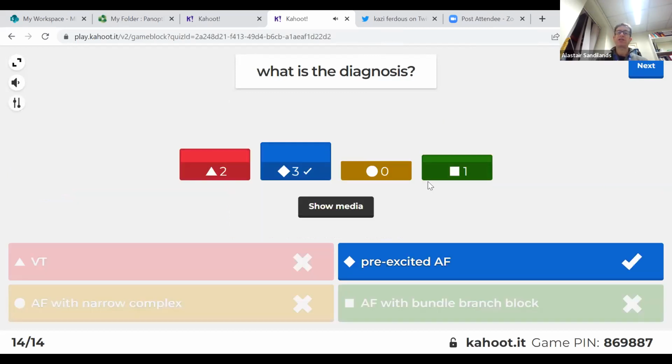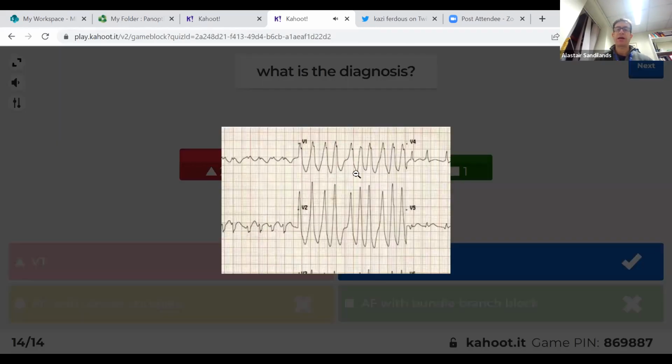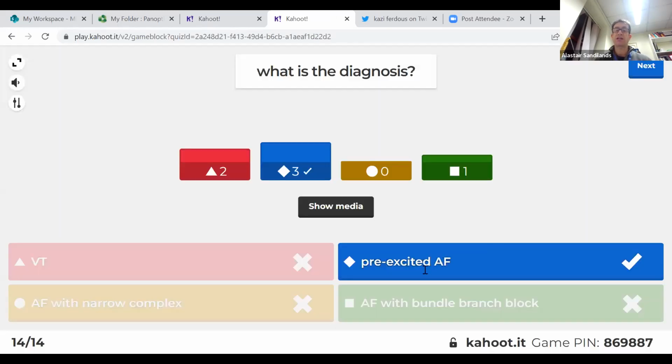So this is pre-excited atrial fibrillation, okay? We do not have a typical bundle branch block pattern, so we can't say this is AF with bundle branch block. It's got the delta wave, and pre-excitation is another word for delta wave, so pre-excited atrial fibrillation. This is not VT because it's irregular.